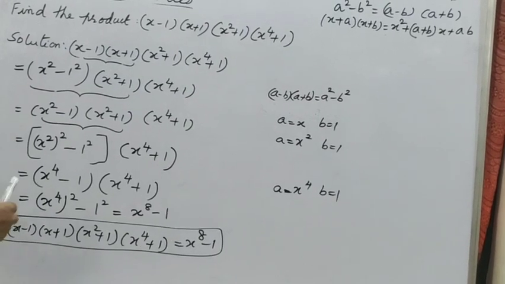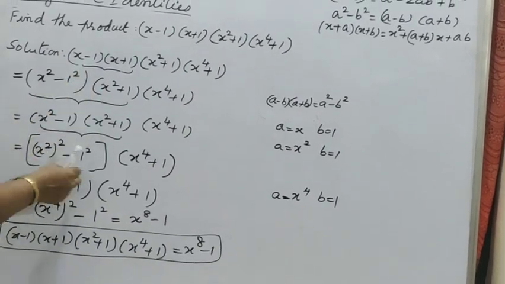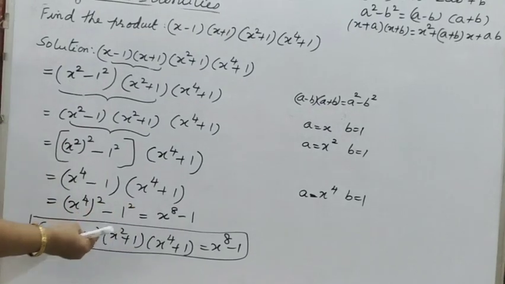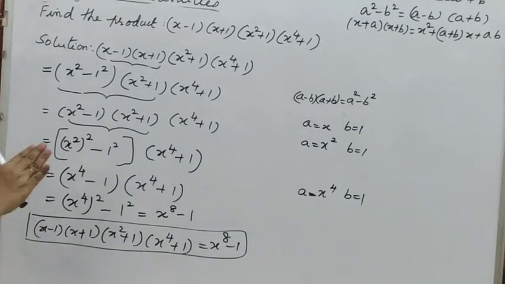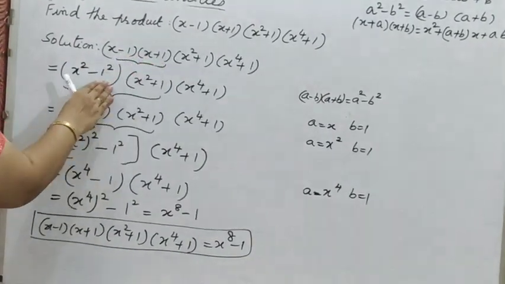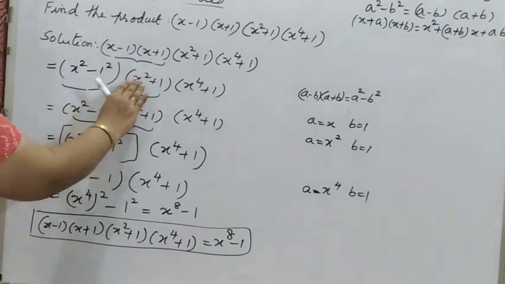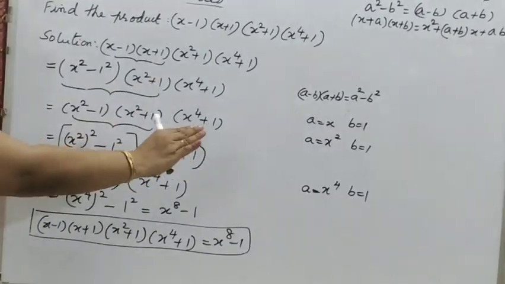Children, what will they do? They will continue with these two brackets. Suddenly x raised to 4 plus 1 will come in the last step. It should not be like that. Once you identify these two brackets and use the identity, the remaining two brackets should be continued there.